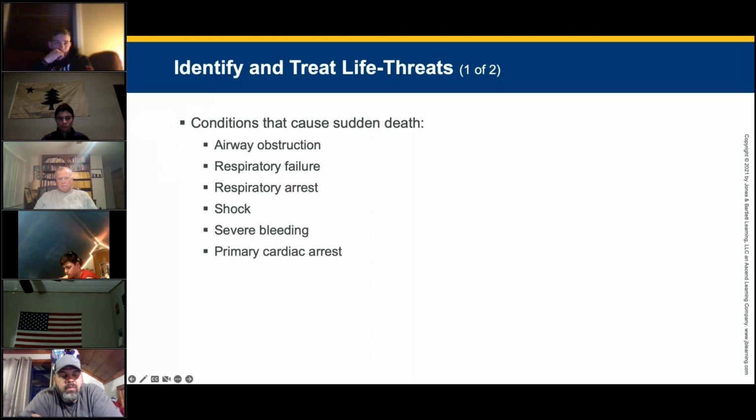Identify and treat the life threats. Some of the conditions that we consider life threats can cause sudden death: airway obstruction, choking on something, for example; respiratory failure, they stop breathing; respiratory arrest, shock, severe bleeding, and cardiac arrest. All of those things will lead to cardiac arrest eventually, if not corrected.